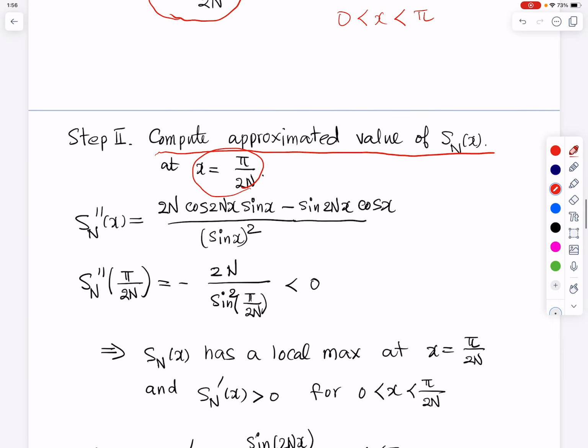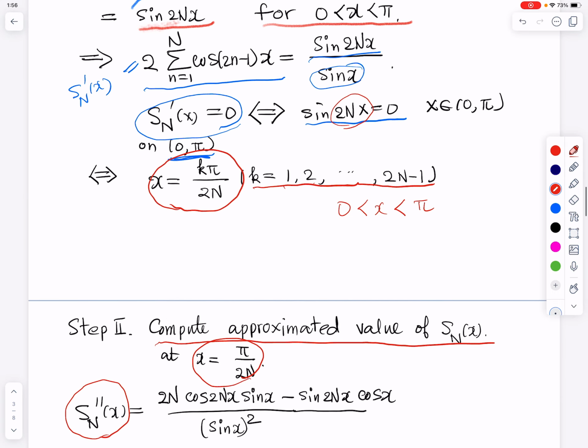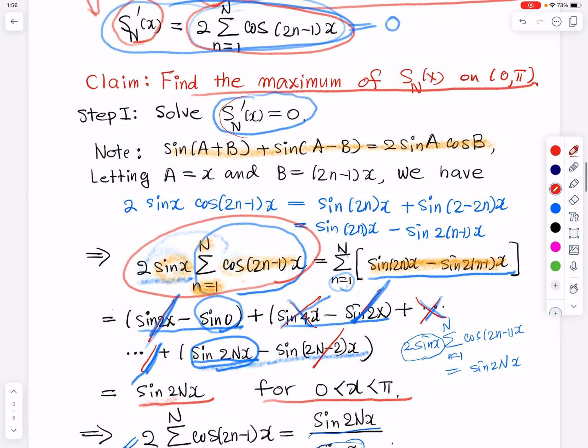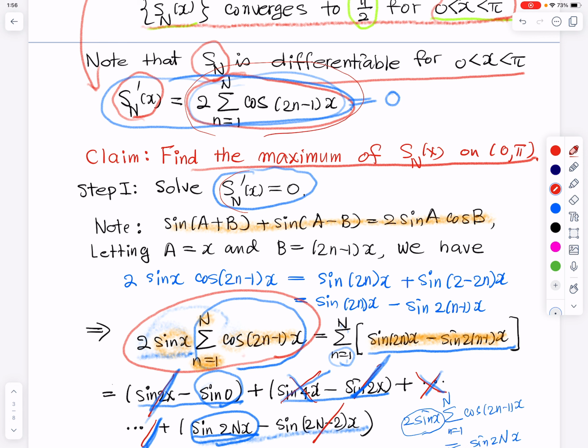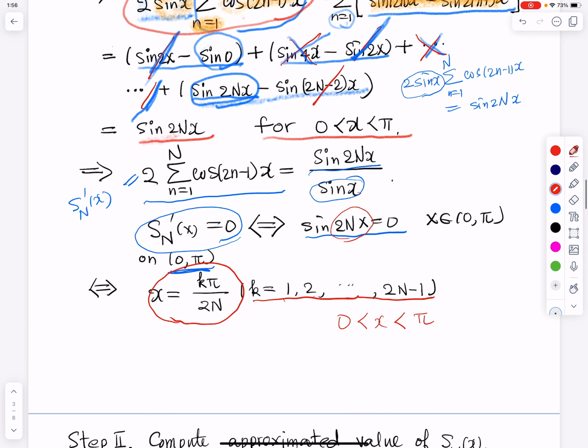Okay? 1 over 2n pi. So what is 1 over 2n pi? So you look at the second derivative. Okay, second derivative. I can look at the second derivative, right? So then your first derivative is this one, and then you can do the second derivative. So also I can use this one.